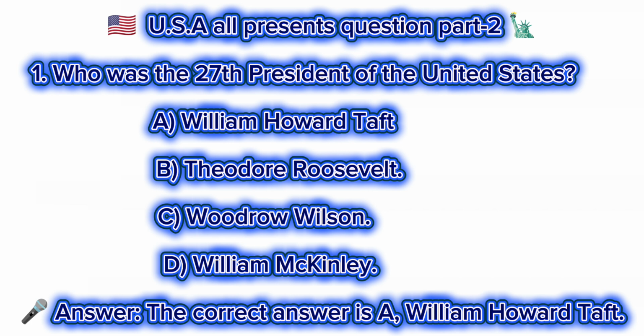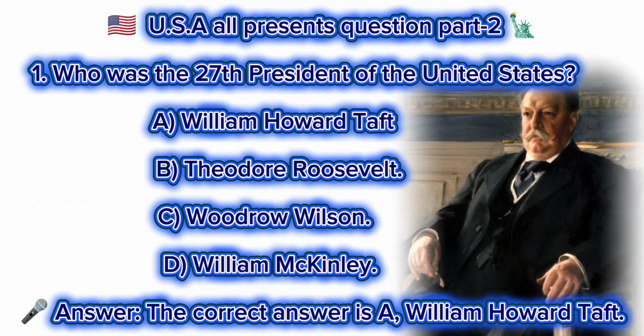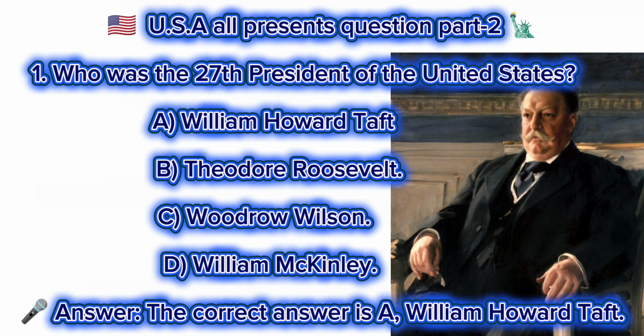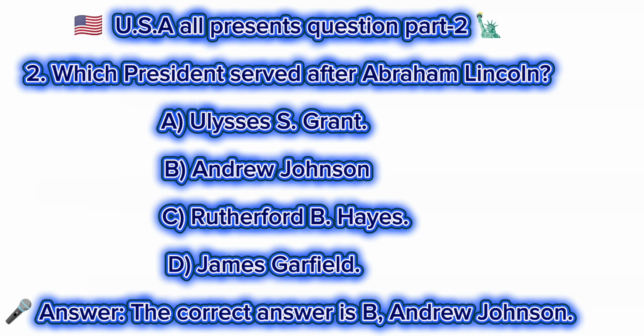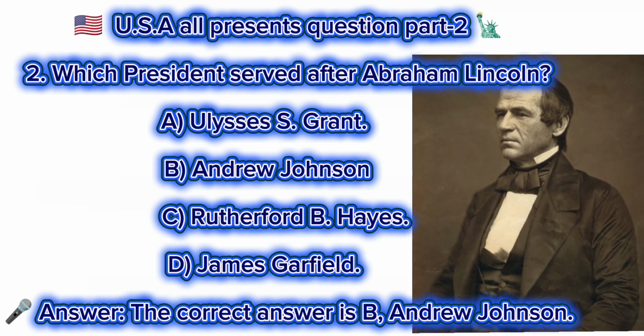When was the 27th President of the United States? A. William Howard Taft. B. Theodore Roosevelt. C. Woodrow Wilson. D. William McKinley. Answer. The correct answer is A. William Howard Taft. 2. Which president served after Abraham Lincoln? A. Ulysses S. Grant. B. Andrew Johnson. C. Rutherford B. Hayes. D. James Garfield. Answer. The correct answer is B.